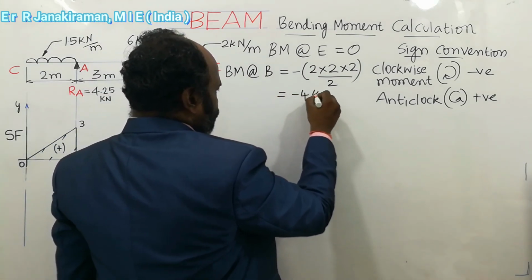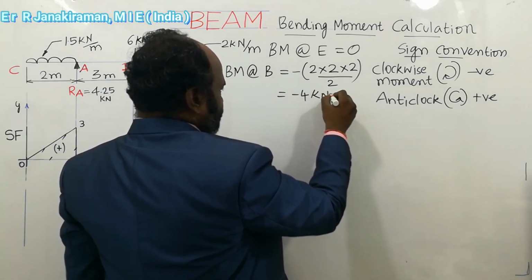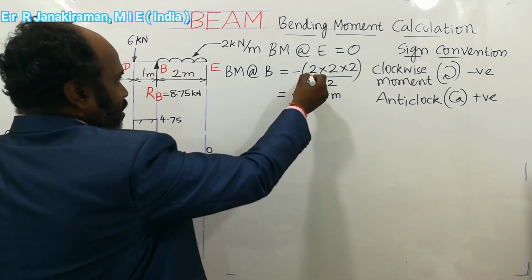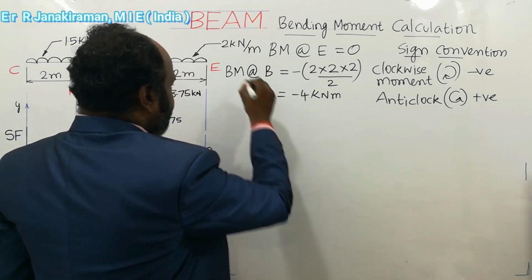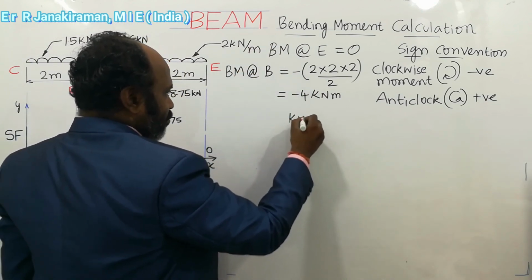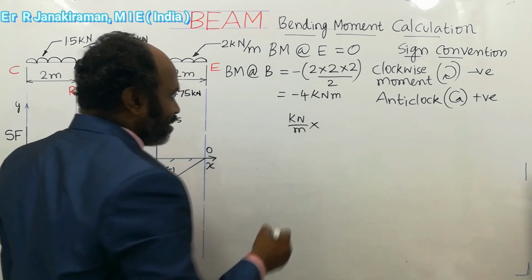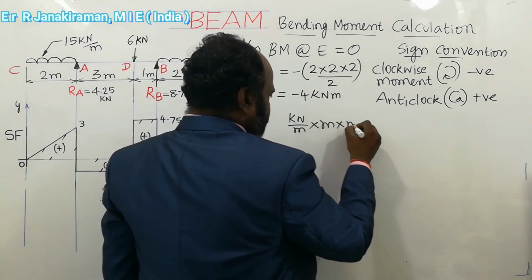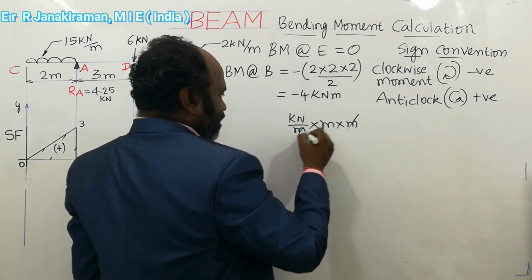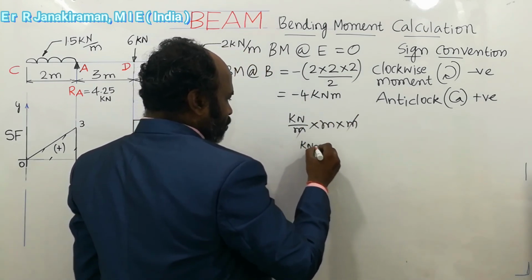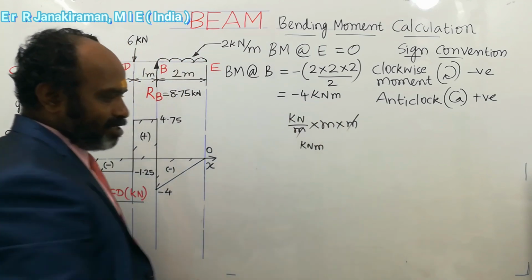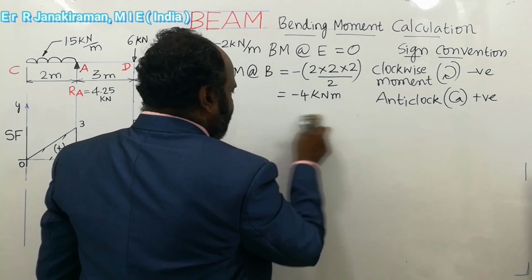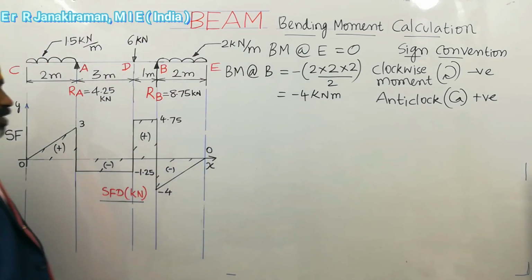Minus 4 kilonewton meter. You can check the unit also. 2 is the UDL value, with unit kilonewton per meter, which is multiplied with the UDL length, that is L square. So meter into meter, the meter cancels out, leaving kilonewton meter. So minus 4 kilonewton meter is the bending moment value at point B.